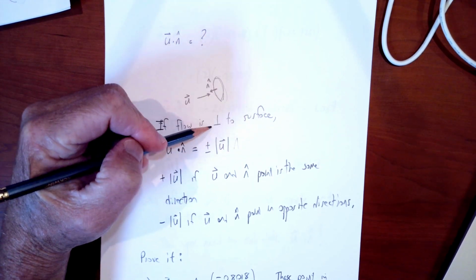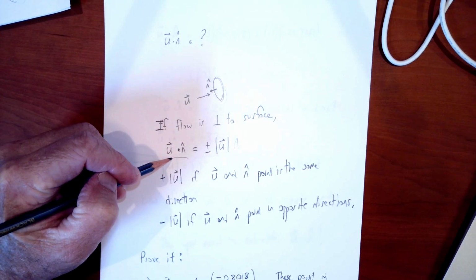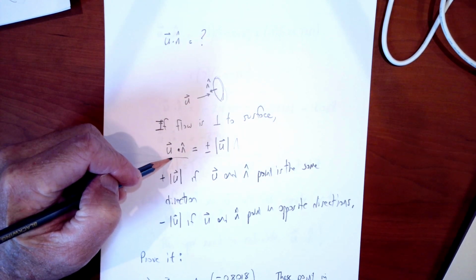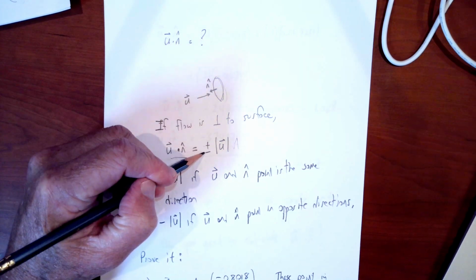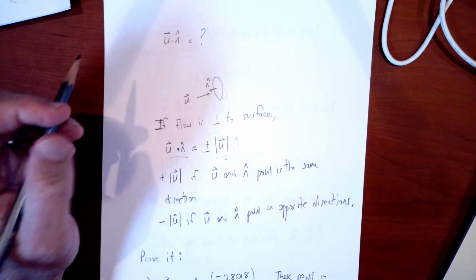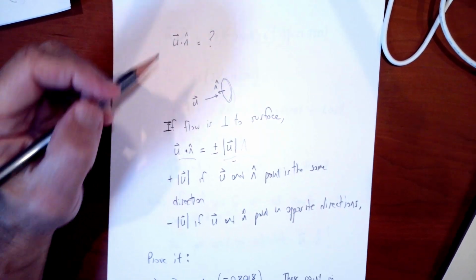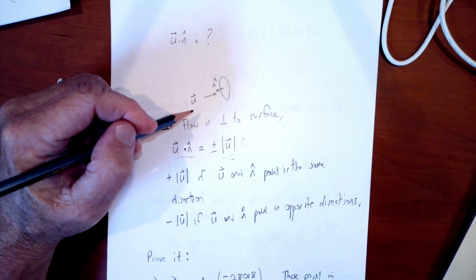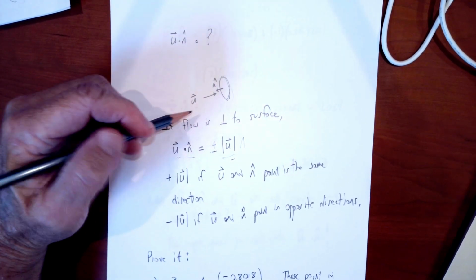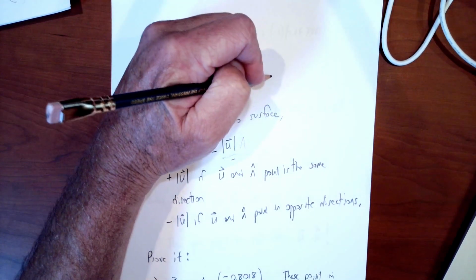So if it's perpendicular to the surface, then the value of u dot n takes on one of only 2 values. It either takes on plus or minus the magnitude of the velocity. So this is obviously a very good, easy thing, it's a shortcut essentially. You could calculate all this by using the actual normals, but if you know that the flow is perpendicular to the surface, which it definitely is for our nozzle.